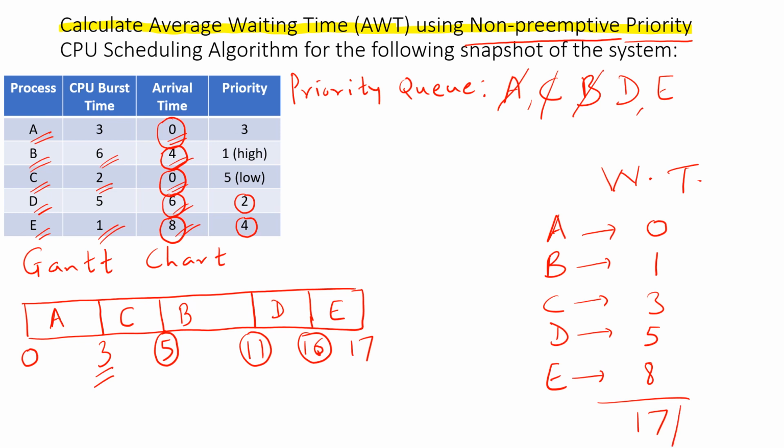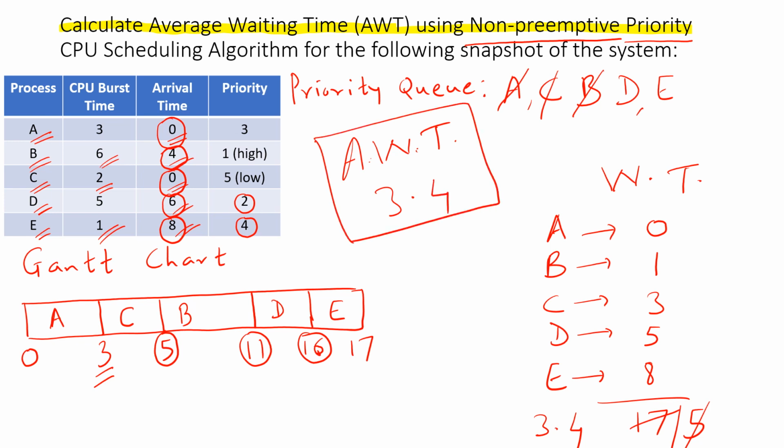If you want to calculate the average wait time, you divide it by the number of processes. The number of processes is 5, so this would be 3.4. So the average waiting time for this question using non-preemptive priority is 3.4. I hope you have understood this.